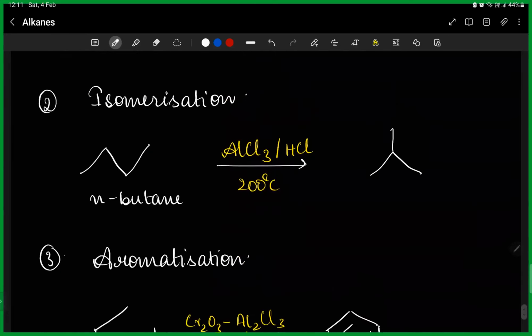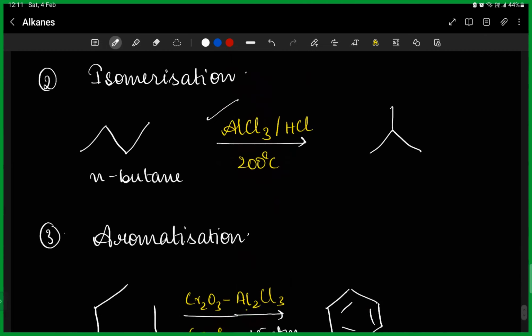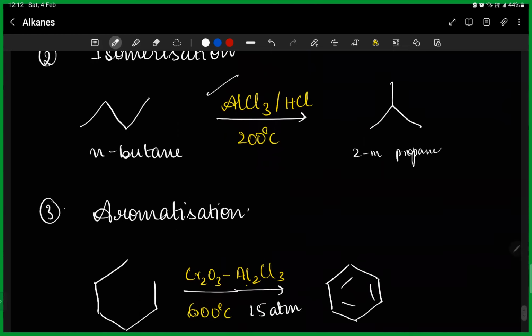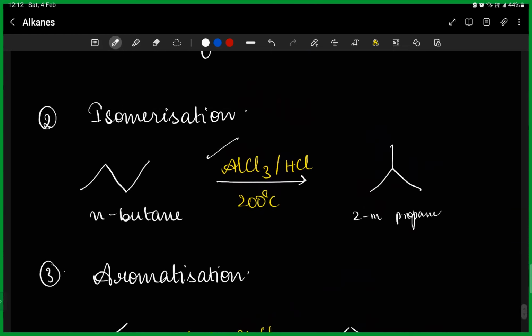So we have the isomerization reaction. What happens in isomerization reactions? An isomer is formed. You are going to take an open chain compound, and here the reagent is important: AlCl3 with HCl. In the isomerization reaction, the straight chains are converted into branched chains. So an isomer is formed, and the reagent is AlCl3 and HCl. You have to remember these reagents.